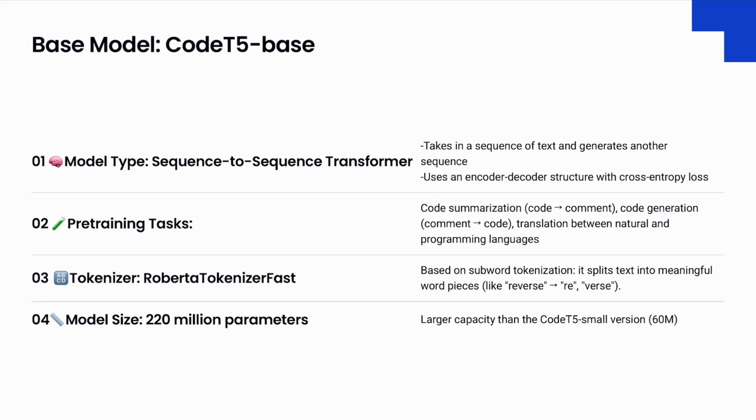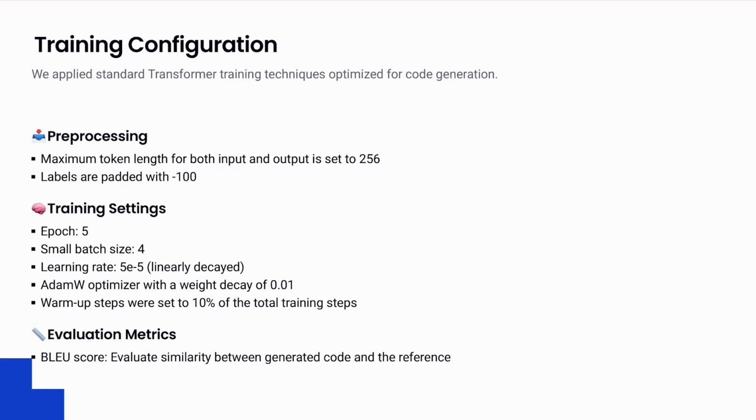This is a sequence-to-sequence transformer model. It uses an encoder-decoder setup and is trained with token-level cross-entropy loss. Pre-trained tasks included code summarization and generation. The tokenizer splits text into subwords, which is useful for code. Here's our training setup. We used a small batch size and trained for 5 epochs. The learning rate was linearly decayed, and weight decay prevented overfitting. For evaluation, we used BLEU score to compare model outputs and references.